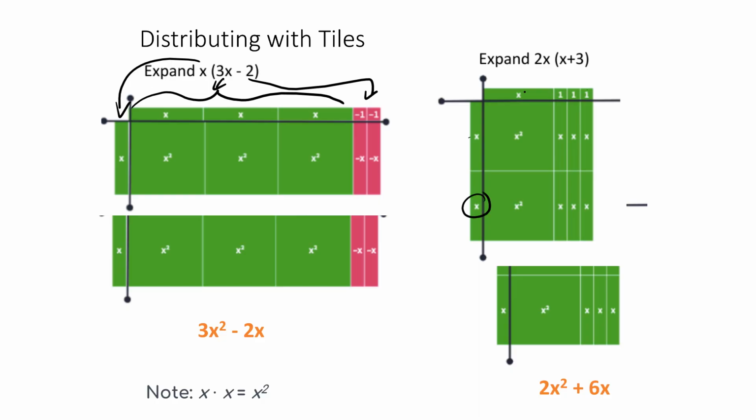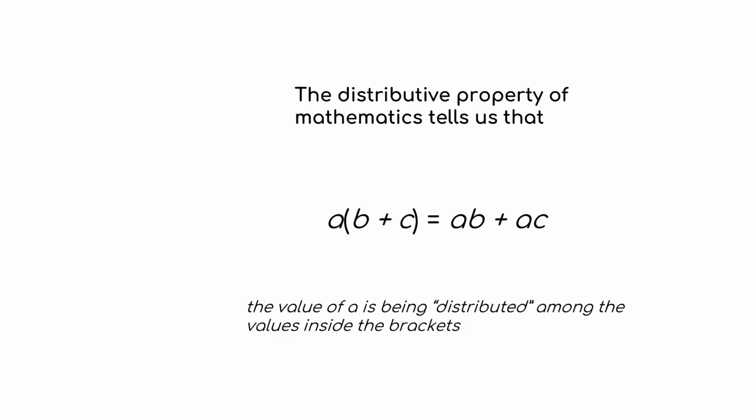And the same thing here. This x times those 3 is going to give me another 3x's. So if we put it all together, we see we've got 2x squareds. And we put these together, we've got 6x's. The distributive property of mathematics tells us that a times bracket b plus c is equal to ab plus ac. The value of a is being distributed among the values inside the brackets.